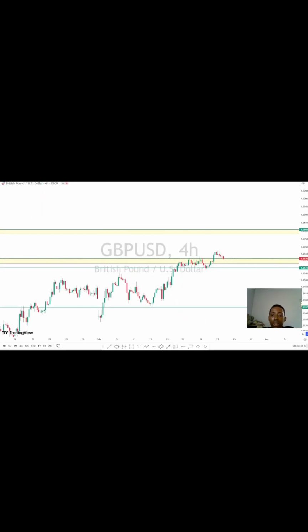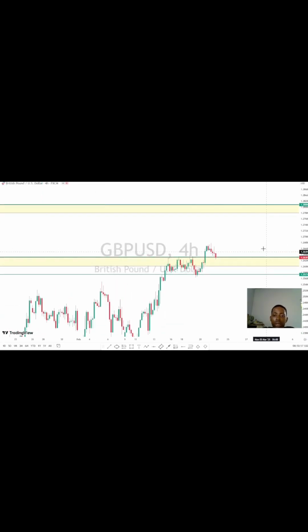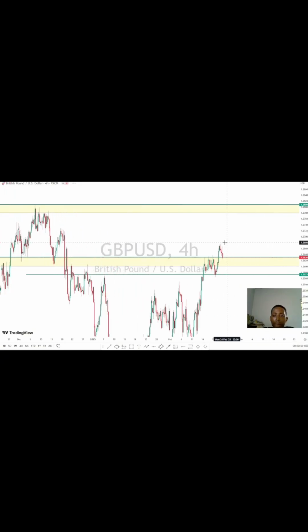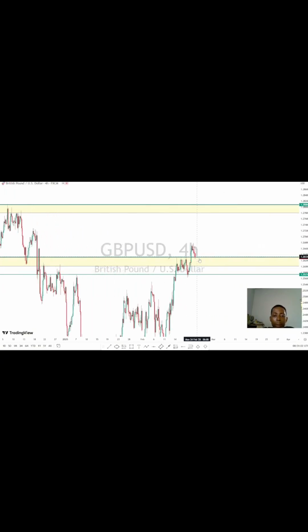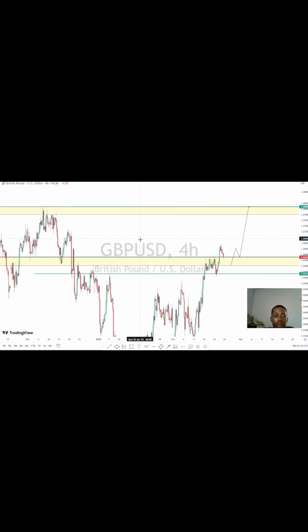So I'll be waiting. Let me see a daily candle closed above here. So this is what I'll be expecting. Once I see it, I'm in, guys. Something like here, push here, and to this upside. But my first take profit will be here, at this initial high here.